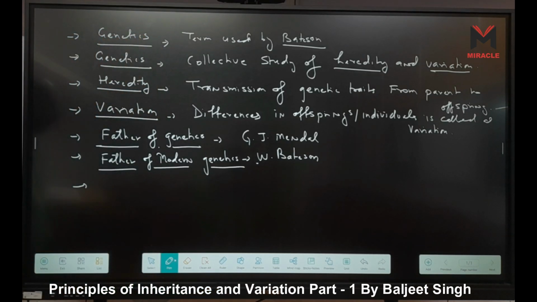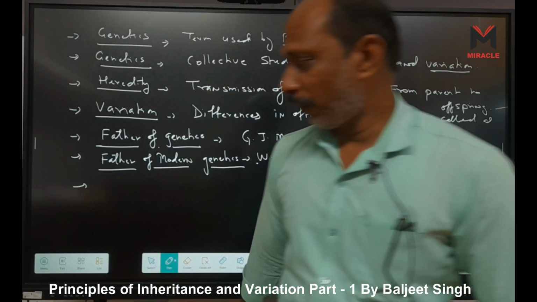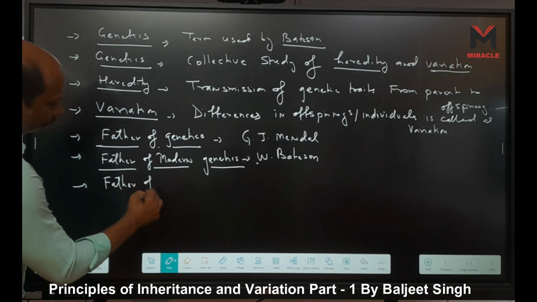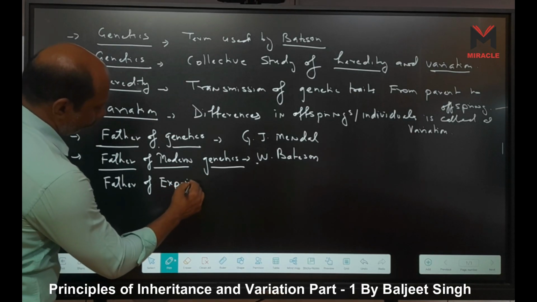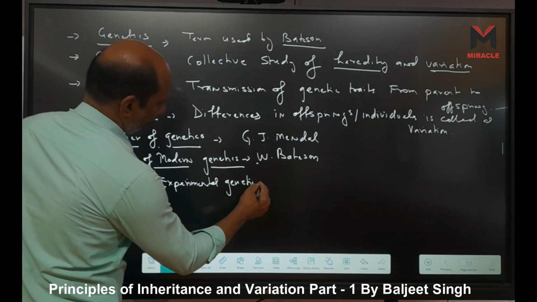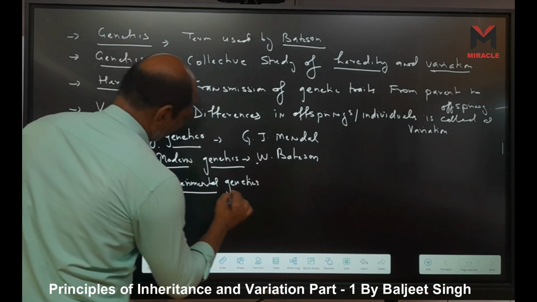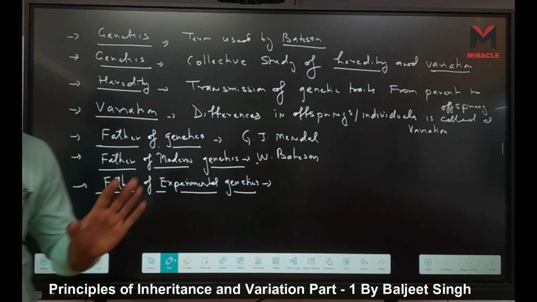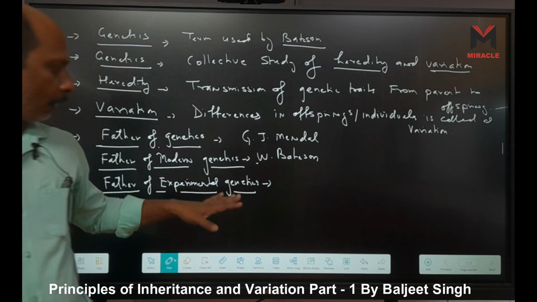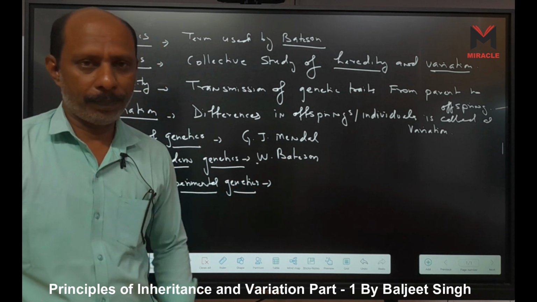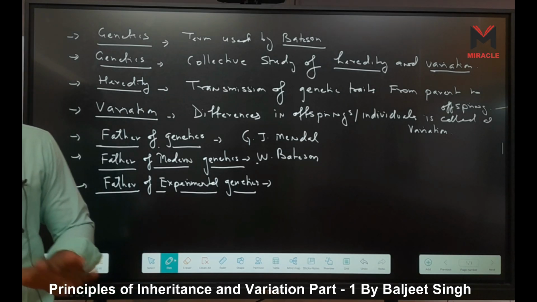Now, the third portion is coming here, experimental genetics. Who is the father of experimental genetics? Sometimes it also comes. Father of experimental genetics. He was Morgan, because all these experiments, all these theses, were his. Morgan used Drosophila, the fruit fly, and also gave many terms, right?